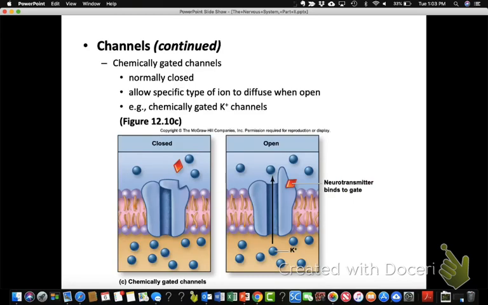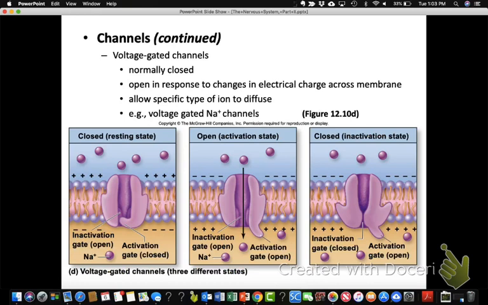So here you can see chemically regulated gated channels or chemical gates, and you can see that it opens when the neurotransmitter or the chemical binds. This particular one is a chemical gate for potassium, so the formal name is a chemically regulated gated potassium channel. And gates, like leak channels, still only allow diffusion, so the substance can only move along its concentration gradient.